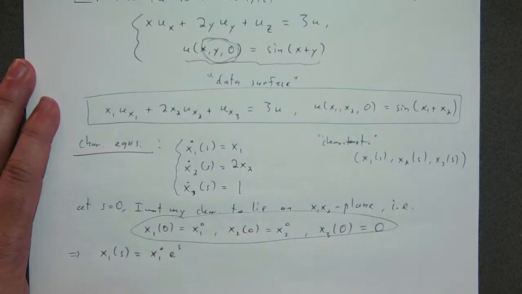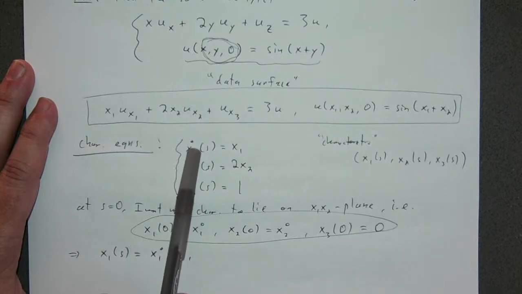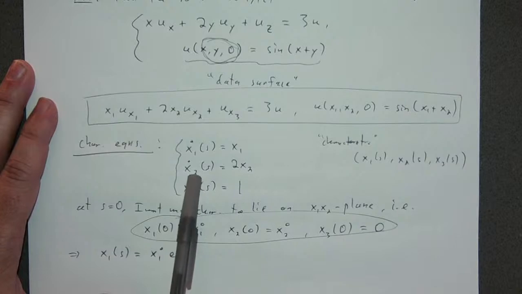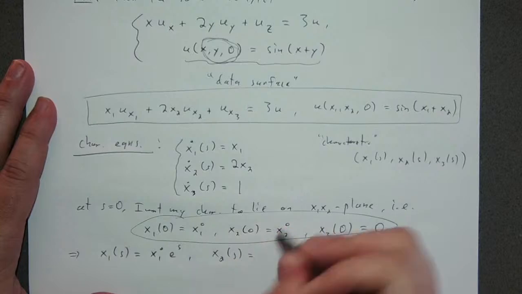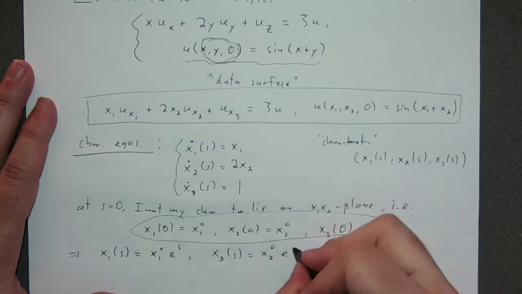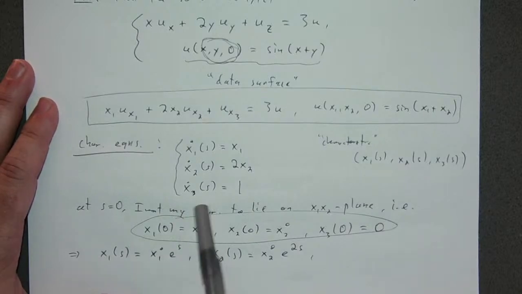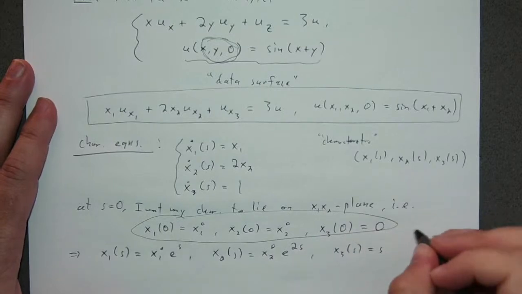Okay, what about the second one? Again, I'm lucky because this system is super simple. Each differential equation only involves its own variable: the x1 equation only involves x1, the x2 equation only involves x2, and so on. So this is pretty simple to go through and do. Here I have x2 dot equal to 2 x2, so x2 of s is going to be x sub 2 naught e to the 2s. And lastly, because this derivative is equal to 1, x sub 3 of s is just going to be s.